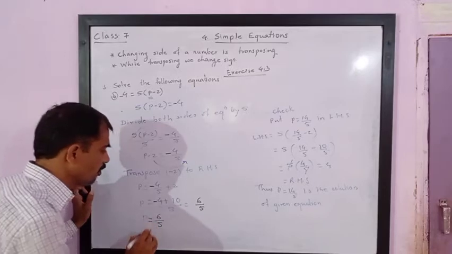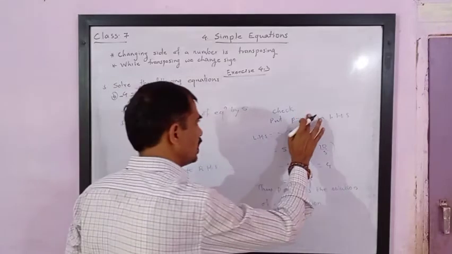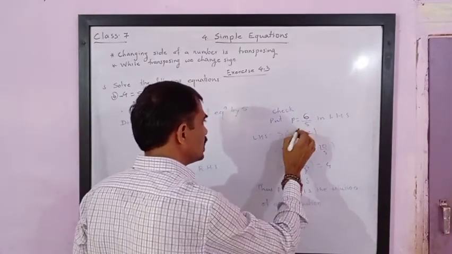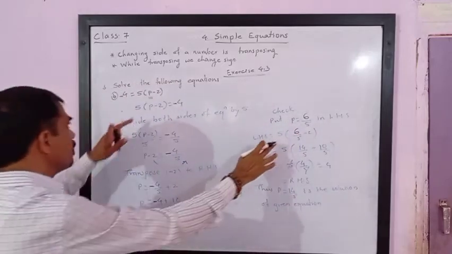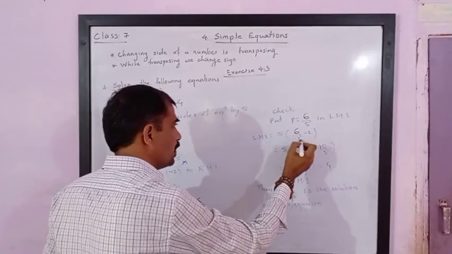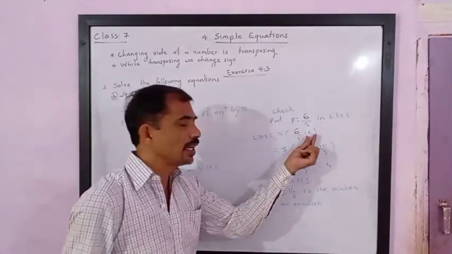Let us check whether this solution is correct or not. So for this, put 6 upon 5 in LHS. When you put 6 upon 5 in LHS, our LHS was 5 in bracket p minus 2. So I have put 6 upon 5 in place of p, and I will get 5 in bracket 6 upon 5 minus 2.